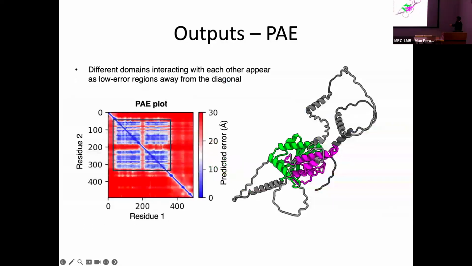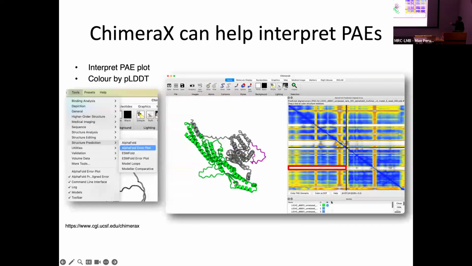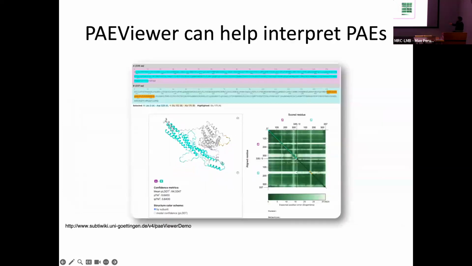Now, they're not the easiest things to interpret, especially when you start to have bigger structures. But there are some tools, like there's a plugin in ChimeraX, which is going to help you with it. It's all color coded, which makes it a bit easier. There's also a web server where you can upload your result, and it helps to interpret your validation reports.